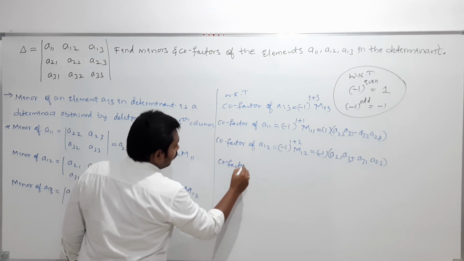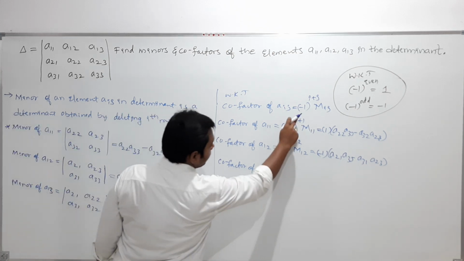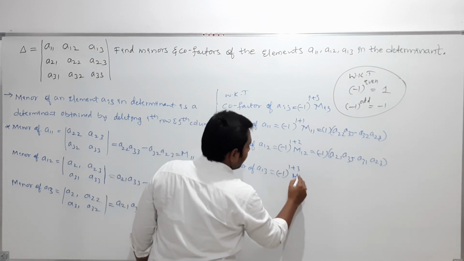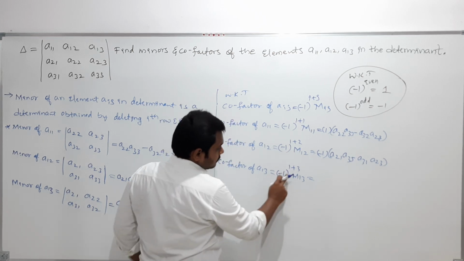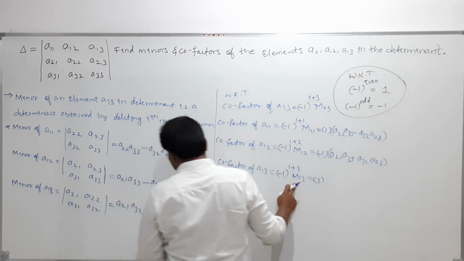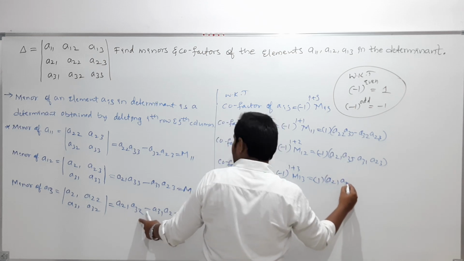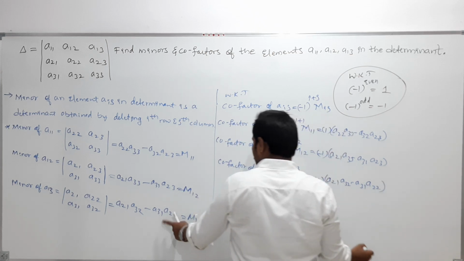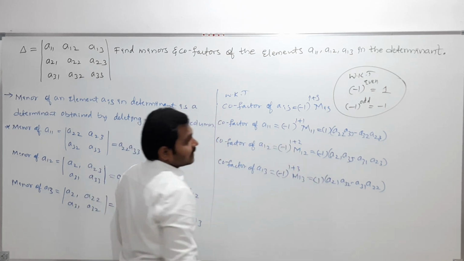Next, my dear students, the cofactor of A13. What is the formula here? It is minus 1 to the power 1 plus 3 into M13, the minor M13. 3 plus 1 is 4, so minus 1 to the power 4 is even, which means 1 into M13. What is M13? M13 is A21 A32 minus A31 into A22. So this is the cofactor of A11, cofactor of A12, cofactor of A13.